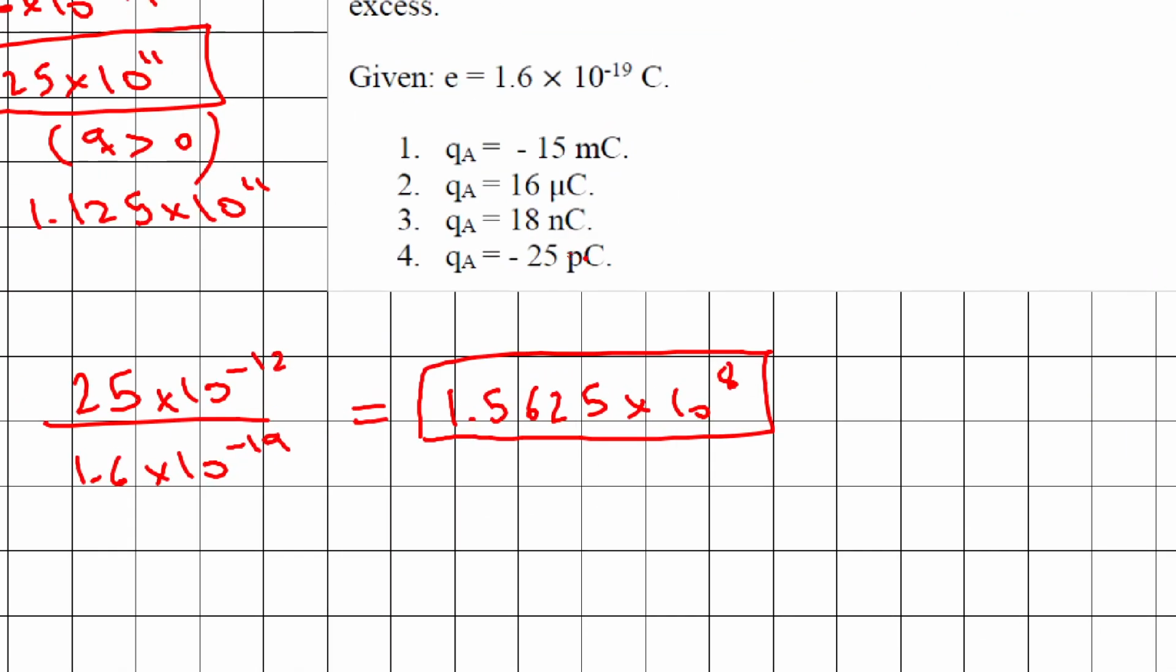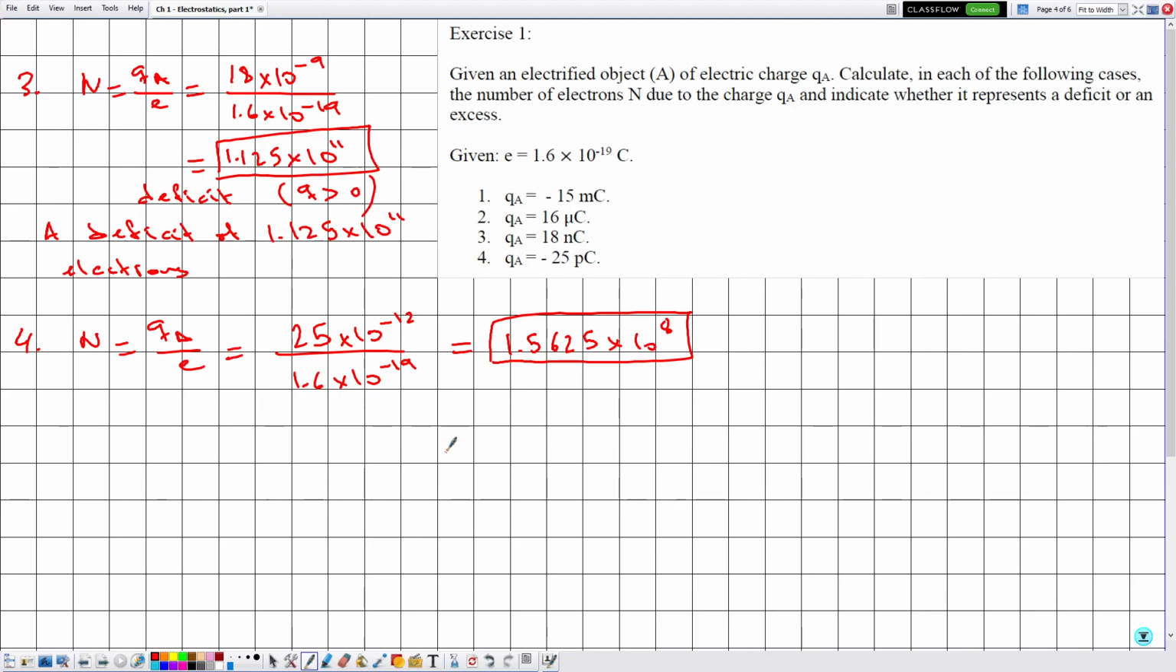And this is a negative charge, which means that the number of electrons is greater than the number of protons. In this case, this is an excess of electrons, and the reason is that Q is negative. So we have an excess of 1.5625 times 10 to the power 8 electrons.